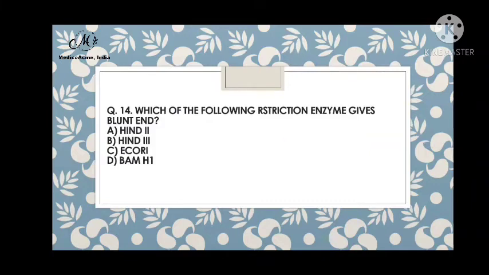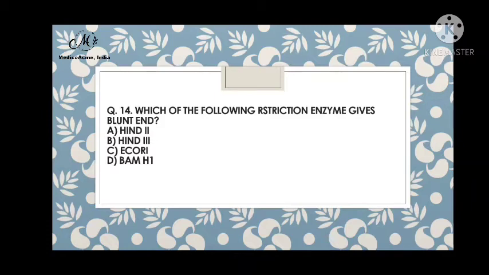Question 14 asks which of the following restriction enzymes gives the blunt end. Blunt end and sticky ends are very important. A restriction enzyme either gives a blunt end or a sticky end. Sticky end can be called staggered end. Sticky end has an overhang, blunt end doesn't have an overhang. The options are A, Hind II, B, Hind III, C, EcoR I, D, BamH I.